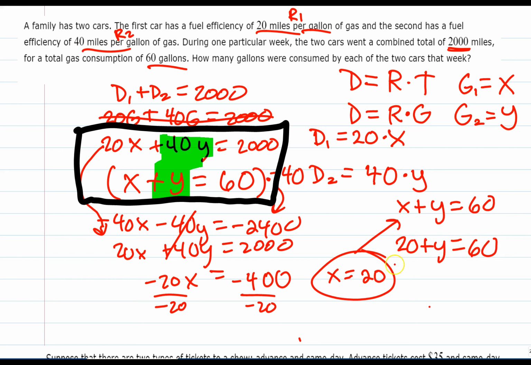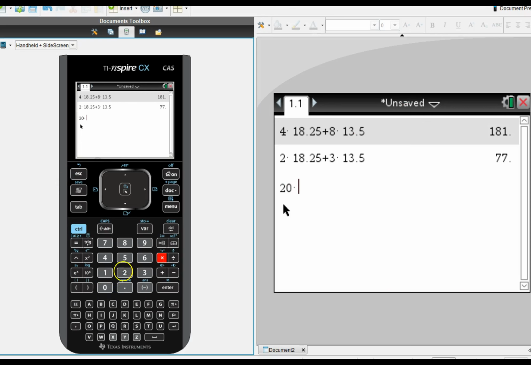20 plus what is 60? Y is equal to? Does that make sense? Is it right? Could you check it? I mean, look, up here. Does 20 plus 40 equal 60? Does it work up here? Does 20 times 20 plus 40 times 40 equal 2,000? It should work if it's right, right? What did we just say? 20 times 20 plus 40 times 40 should equal. It worked for both equations. Does that make sense?